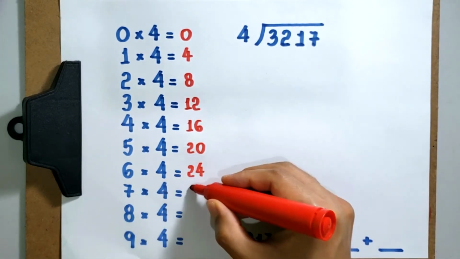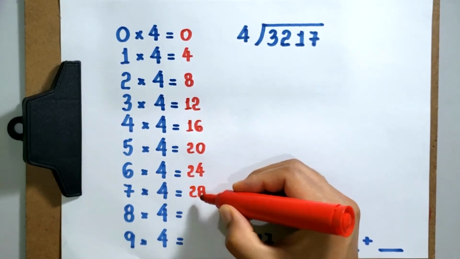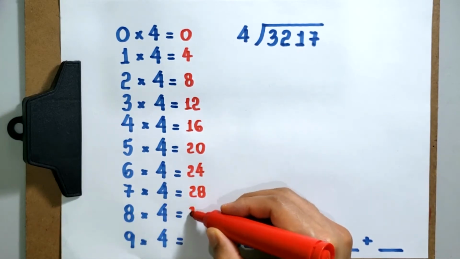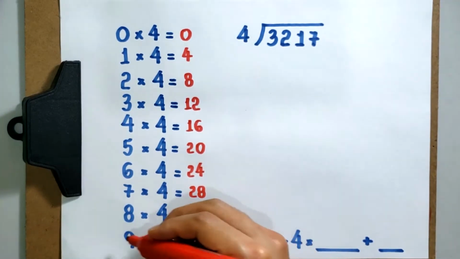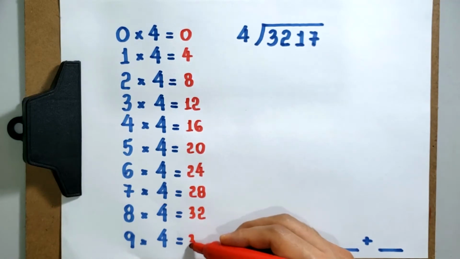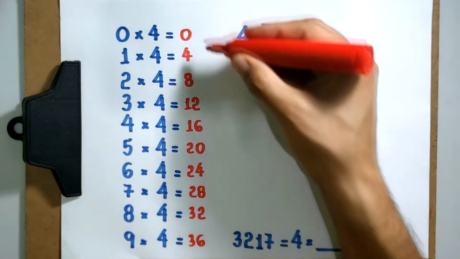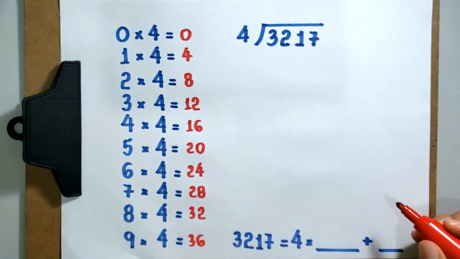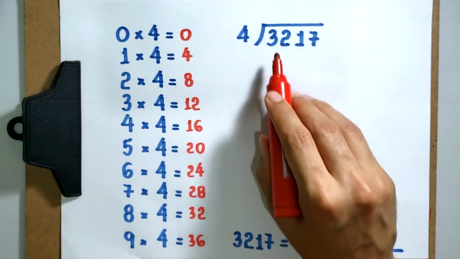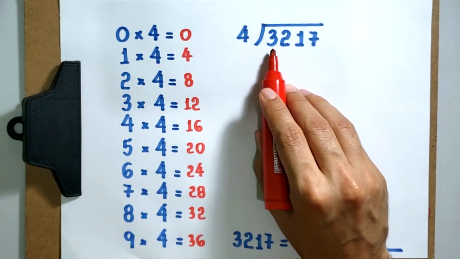7 times 4 equals 28. We can say that 8 times 4 equals 32. And finally, 9 times 4 equals 36. Okay, now we have all we need to start our division. And we start by taking a look at this first digit here. Since 3 is less than 4, we do not start yet.